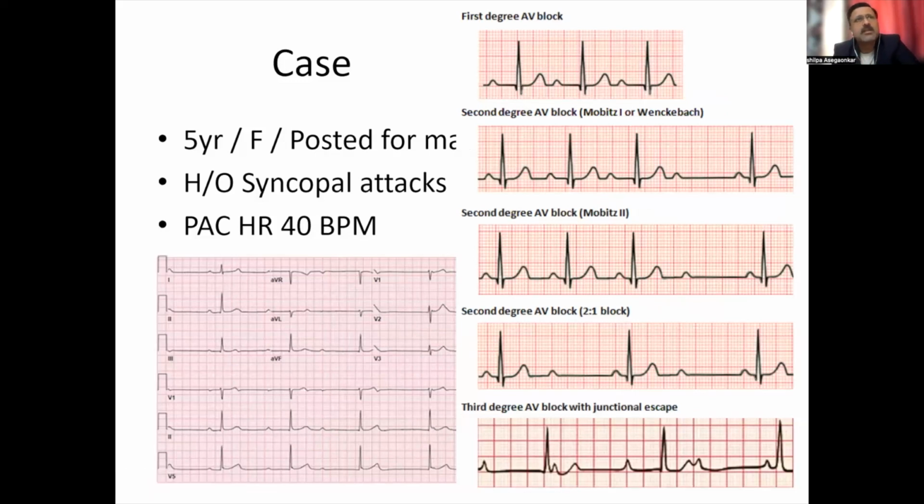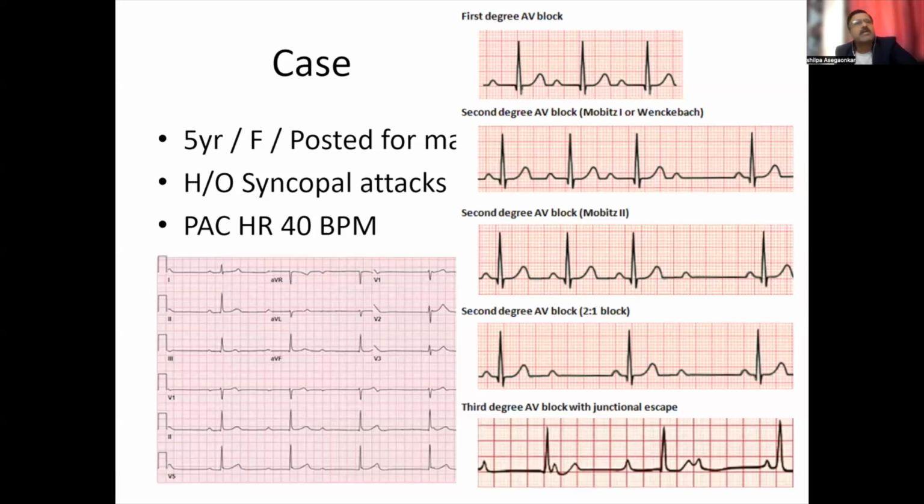Here, conduction at the AV node is getting delayed. While in second degree heart block, there are two types. One is Wenckebach, meaning conduction is getting delayed with each beat and then there is a dropout. And in second degree type 2 block, there is a sudden dropout without an increase in conduction delay.